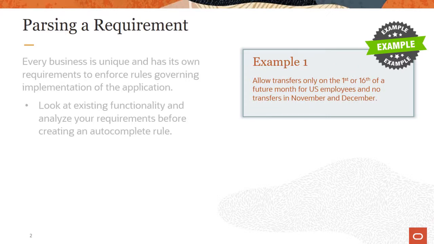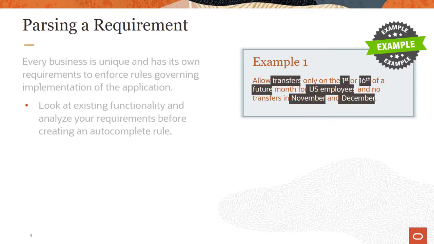For example, let's say that you would like to use an autocomplete rule to enforce that employee transfers can happen only on certain days of the month. You can highlight specific keywords in the requirement to help you determine what needs to be coded in the rule and which values you want to check in the object fields. This will help you answer the question, what date am I validating?